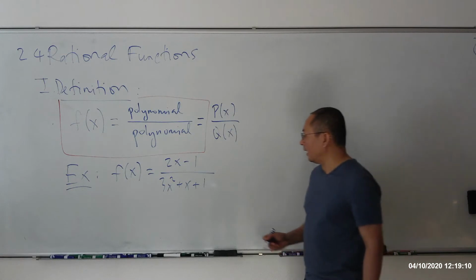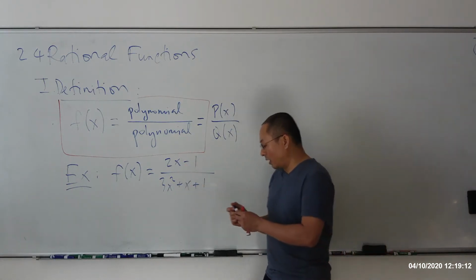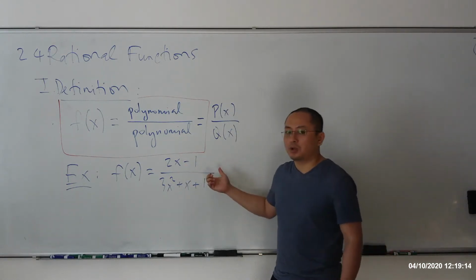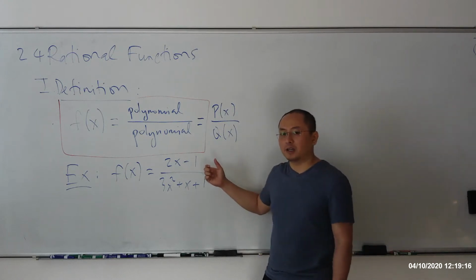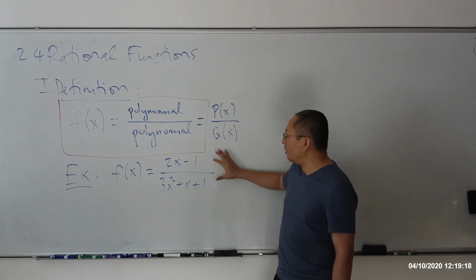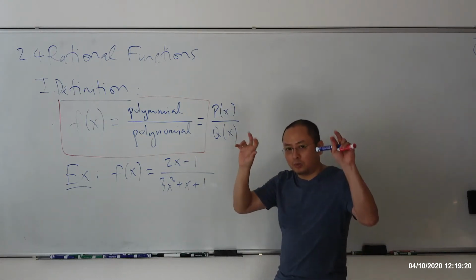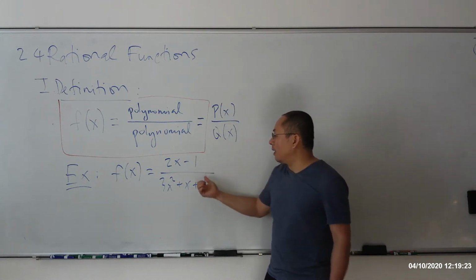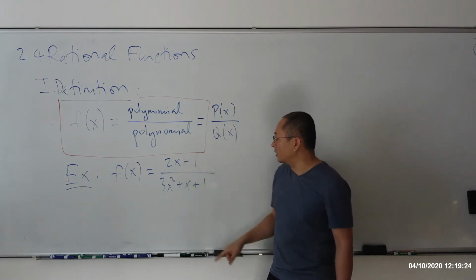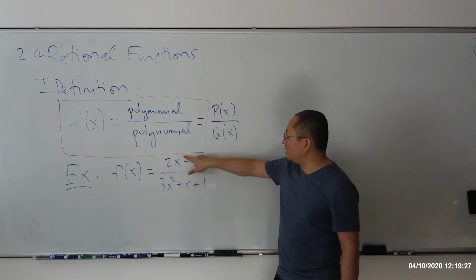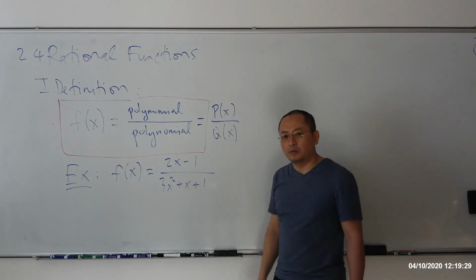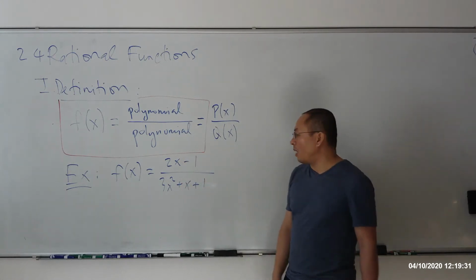Okay? And like our regular fractions, we have two kinds of fraction: proper fraction and improper. Proper means the numerator is smaller than the denominator. So in terms of polynomials, we are talking about the degrees. In this example right here, this is degree 1 over degree 2. It is a proper fraction.